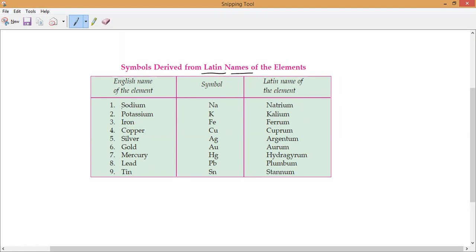So sodium, the symbol is Na. Where has it been taken from? It has been taken from the Latin word natrium. Phosphorus is P, correct? That is why potassium, which also starts with P, we cannot take as P. We have to take K, from the Latin word kalium.